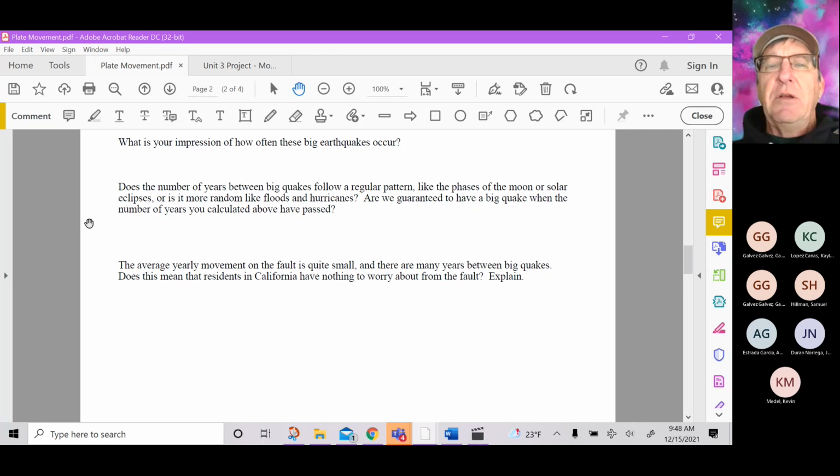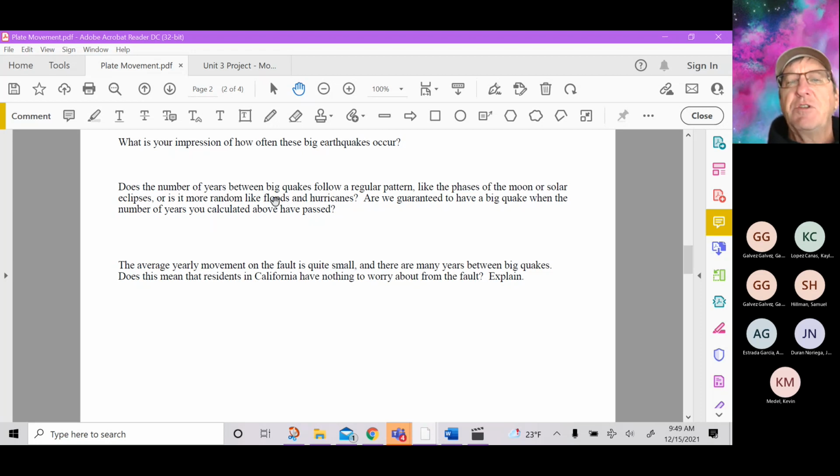Do they follow a regular pattern? Or are they more random, like a flood or a hurricane? Can we tell in advance exactly when those are going to happen? Can we say, oh, I'm sure that on March 13th, 2022, there's going to be another big snowstorm? Am I able to say that this far in advance, or is it more random than that? Are we guaranteed to have a big quake when the number of years you have calculated above have passed?